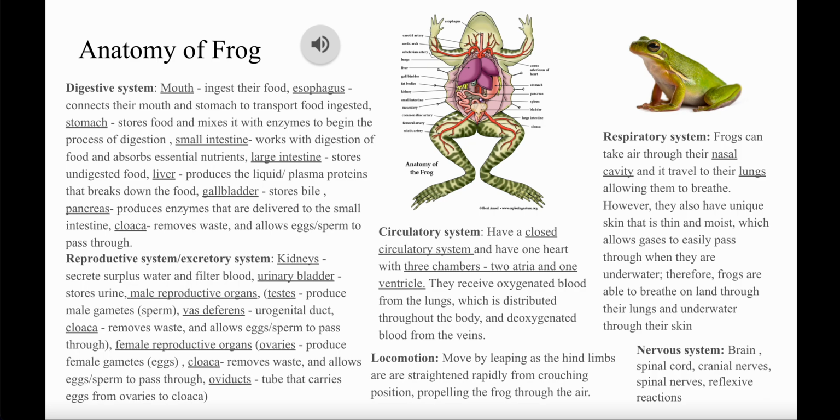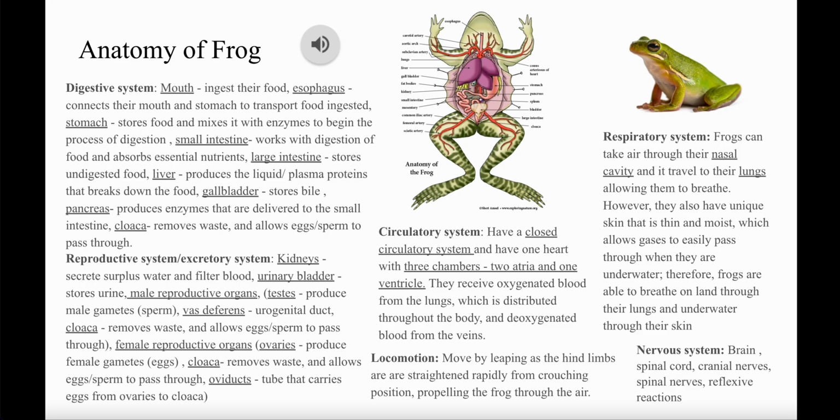Something different about them is that they have a 3-chamber heart with 2 atria and 1 ventricle. And then they also receive oxygenated blood from the lungs, which is distributed through the body, and deoxygenated blood from the veins. Next, we have their respiratory system. So frogs take in air through their nasal cavity and it travels through their lungs, allowing them to breathe.